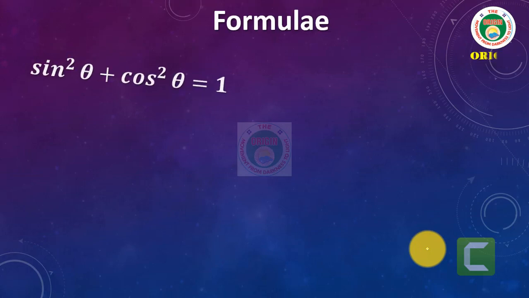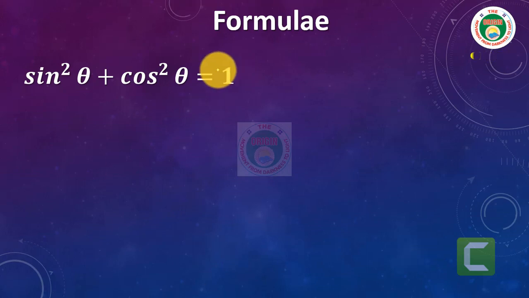Formulae: sin square theta plus cos square theta equal to 1. This is the relationship between sine and cos. The square of sine plus the square of cos is equal to 1. Very, very important formula.